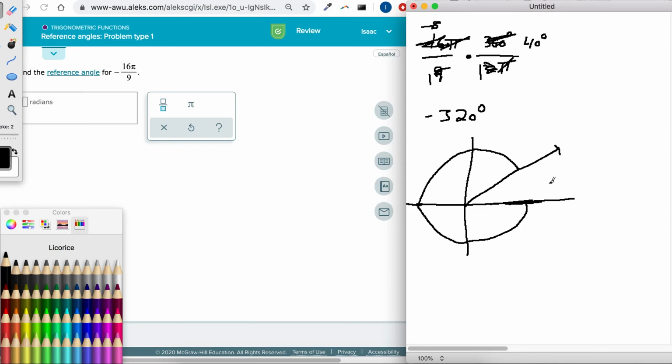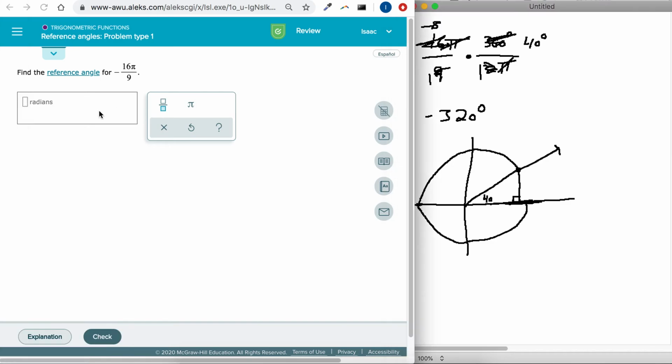Now, we always draw a reference angle by starting with our terminal side and making a line that makes a right angle with the x-axis. So if you used up 320 degrees going this way, there's 40 degrees left to complete the circle. So our reference angle is 40 degrees.